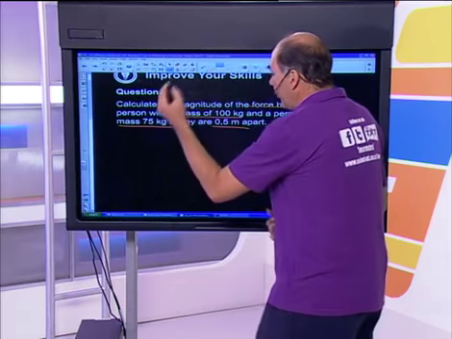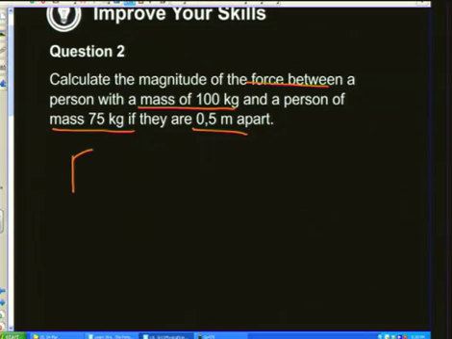Now, I know this is corny, but you probably hear it whenever you're doing this section, somebody will come up to you and say, did you know that I feel a force of attraction towards you? And it's nothing to do with your sparkling personality, it's just to do with your mass.